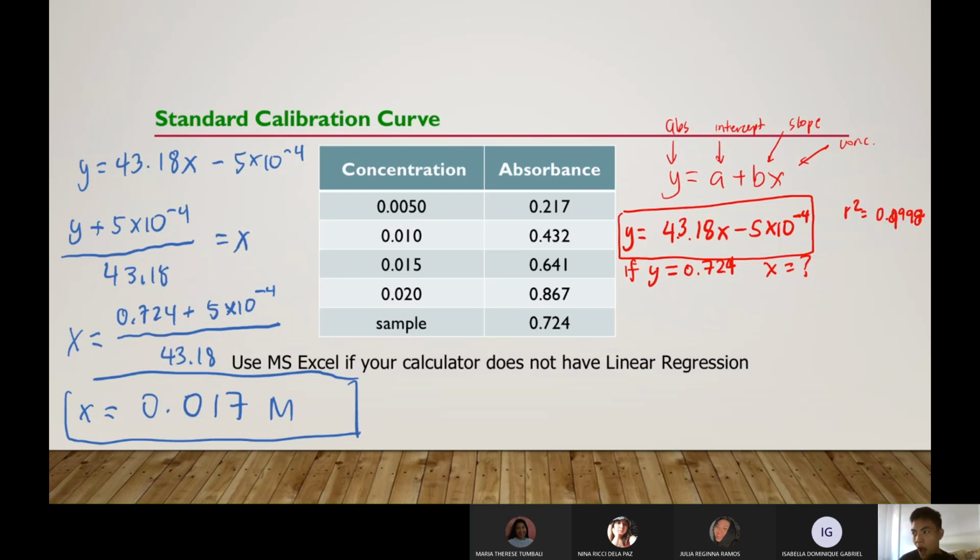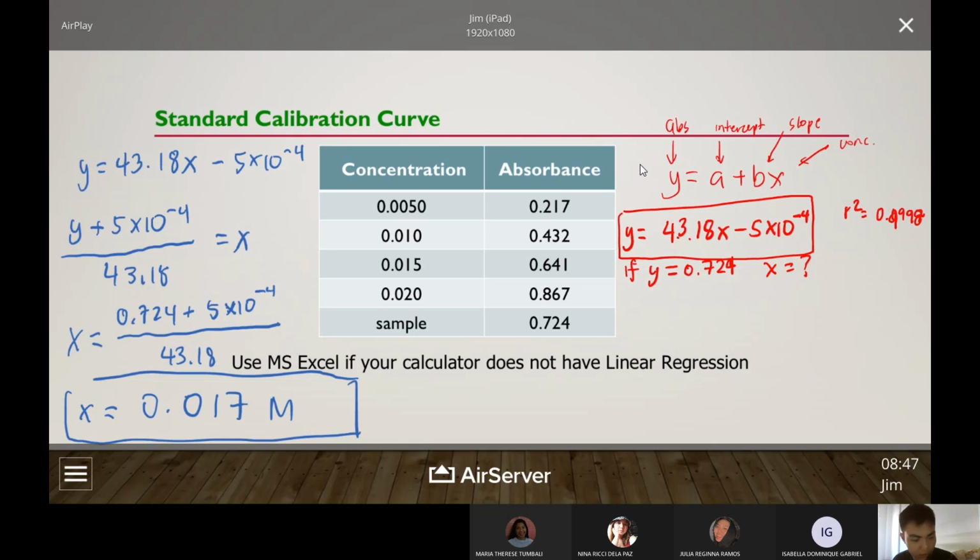Ayun. Ganun lang. No? So, you do regression analysis. Okay? And then, ayan, no? You derive the value of x if yung y ay known. Okay, so ganun lang. So ngayon, what if wala akong calculator na ganun?